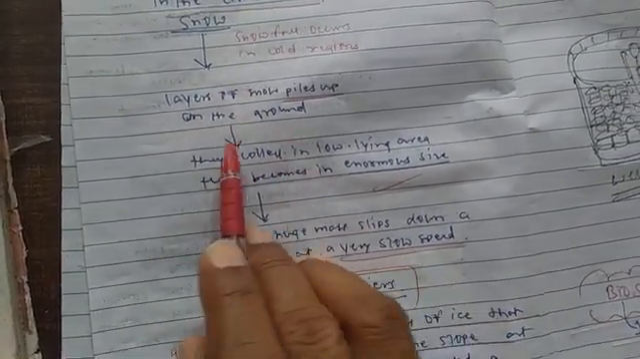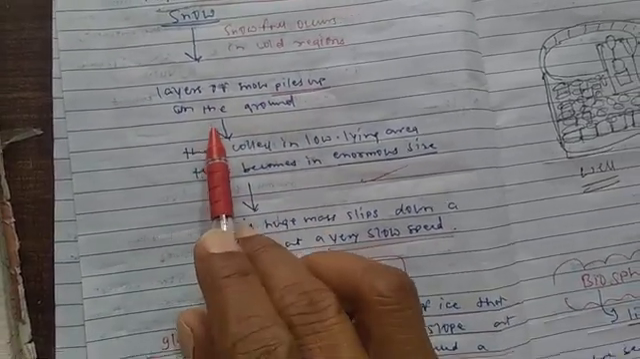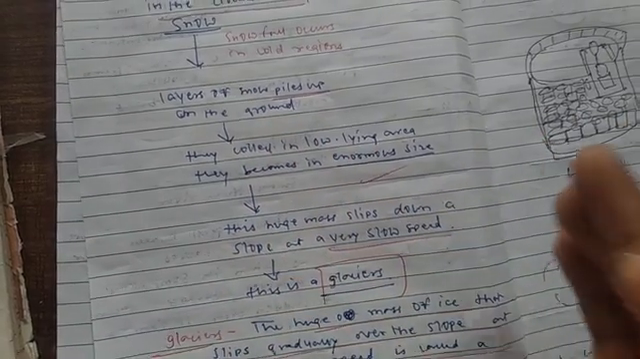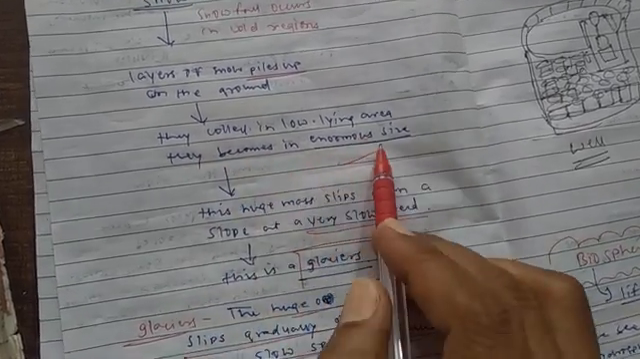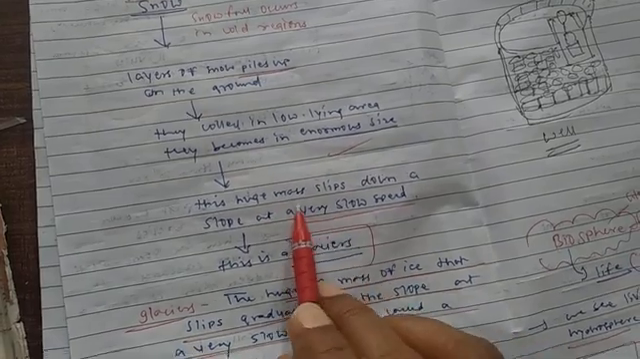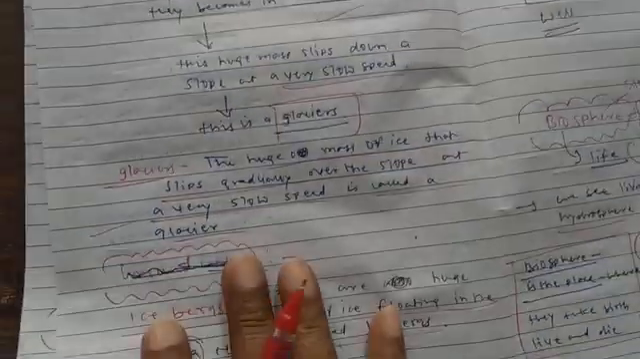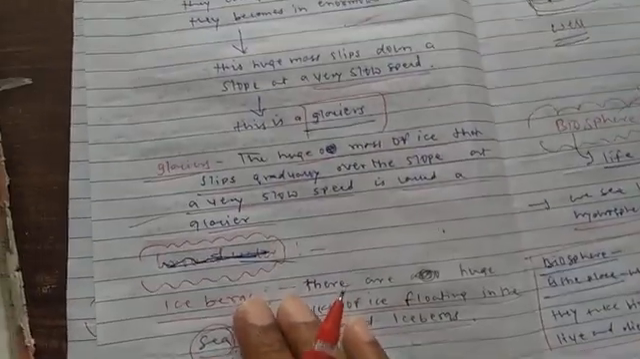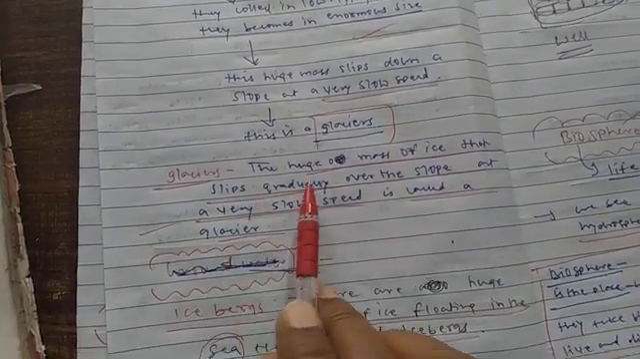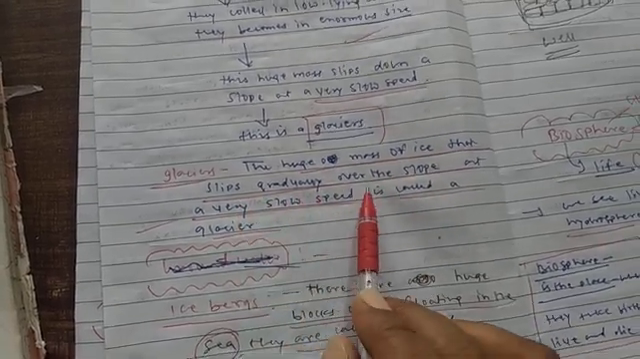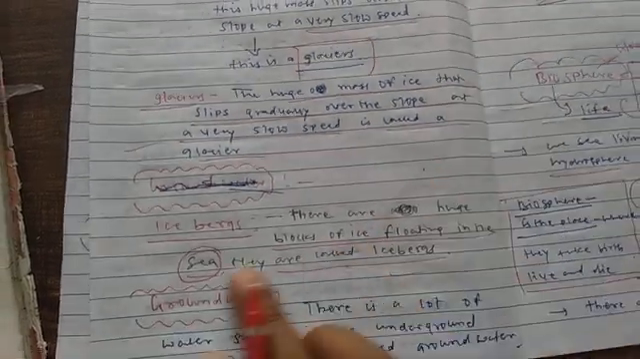When snowfalls happen, layers of snow pile up and collect in one place, in low-lying areas, and become an enormous size. Then the huge mass slips down a slope at a very slow speed, and this is called a glacier. A glacier is water in the form of ice. The huge mass of ice that slips gradually over a slope at a very slow speed is called a glacier. Now the next point, icebergs.